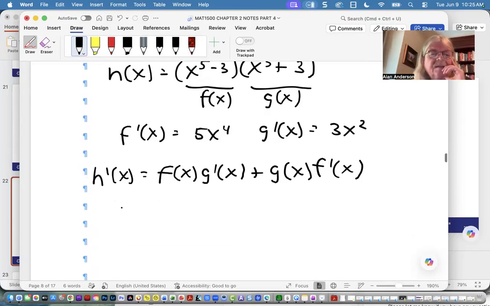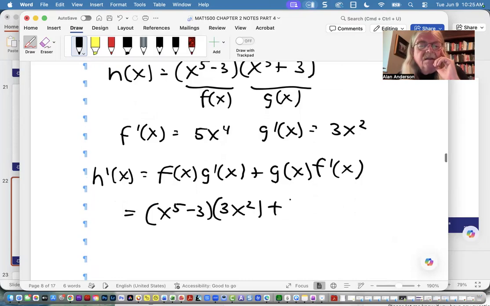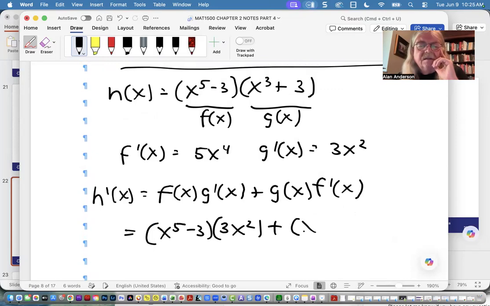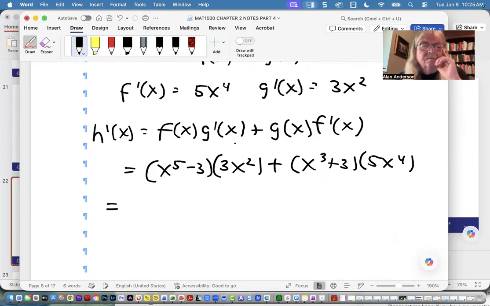All right, what do we have? X to the fifth minus 3, 3x squared, x cubed plus 3. And finally, we have 5x to the fourth. So we multiply them out. 3x to the seventh minus 9x squared, plus 5x to the seventh, 15x to the fourth.